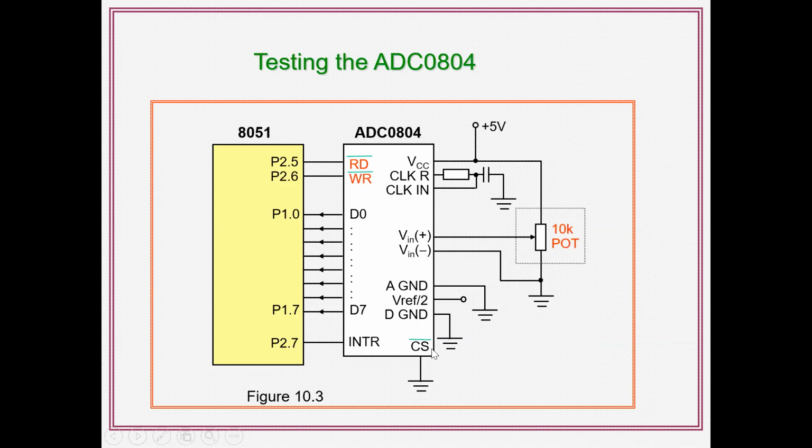And CS bar is a chip select pin. Always we require the activation condition, so better you make it connected to 0, simply by connecting CS bar to the ground. Okay.